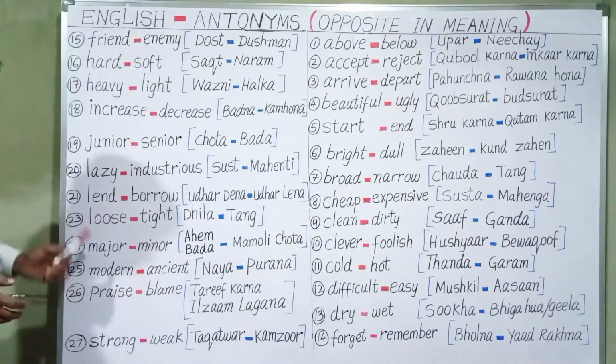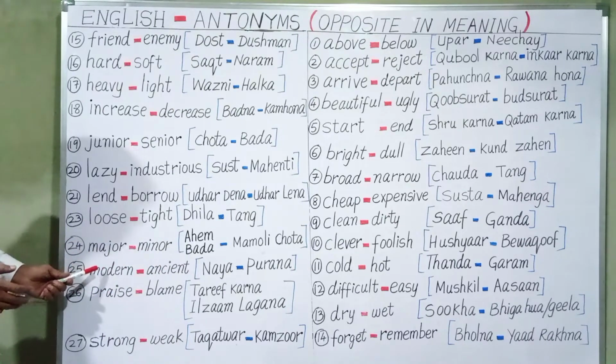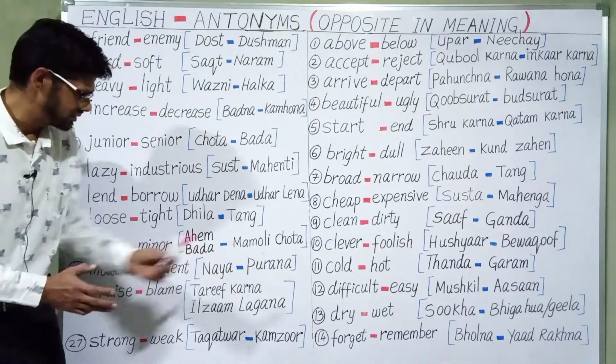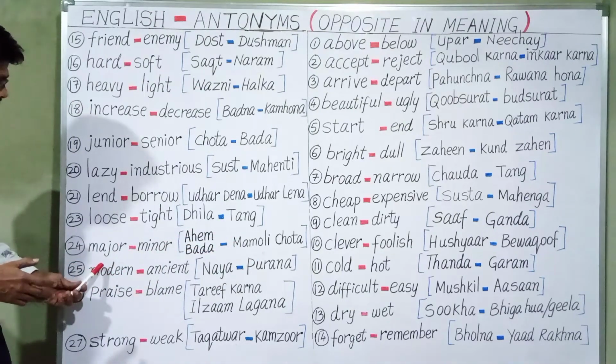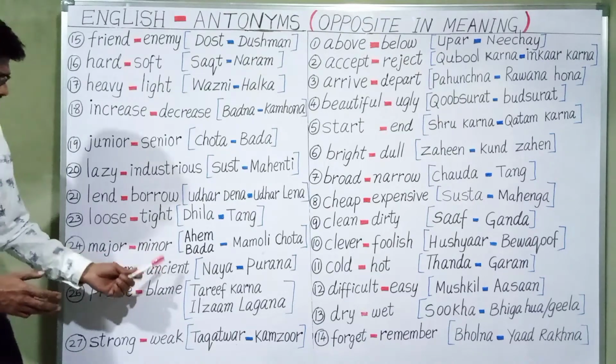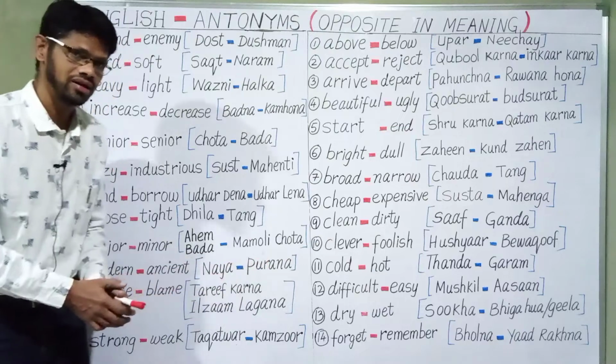Next one, modern or ancient. Modern, what is the meaning of modern? Naya. What is the meaning of ancient? Purana. So modern, what is the opposite word for modern? Ancient. Modern and ancient. Naya means modern and ancient means Purana.